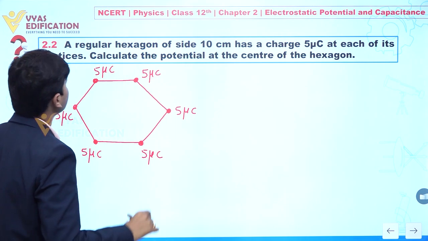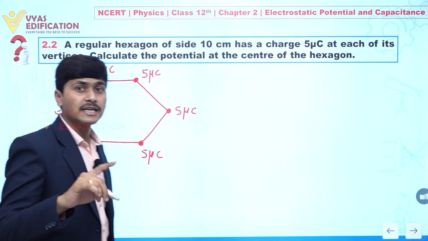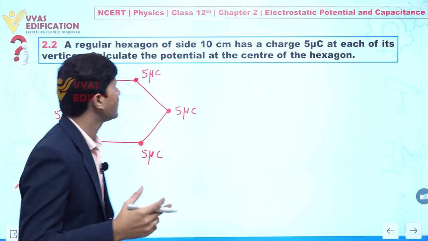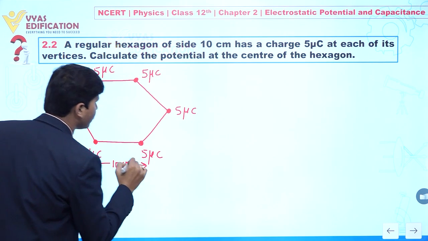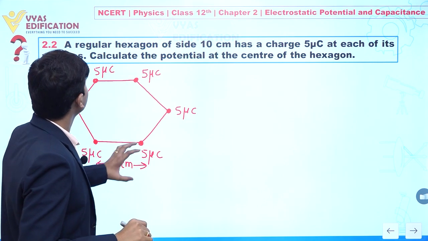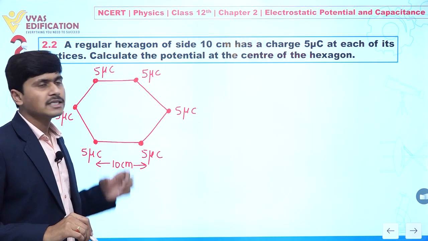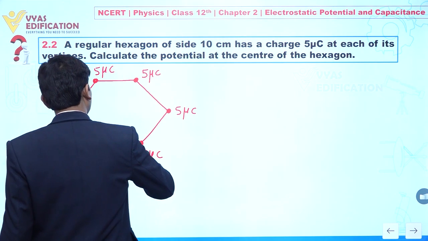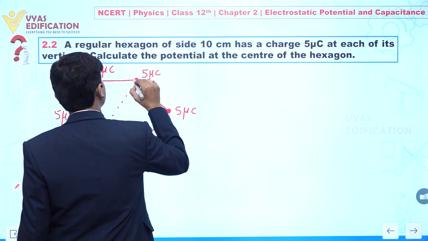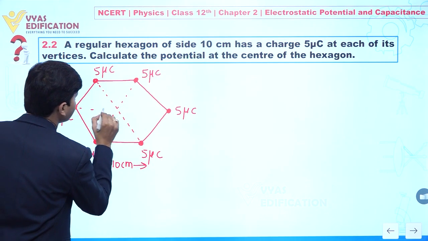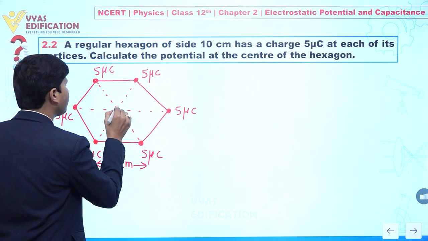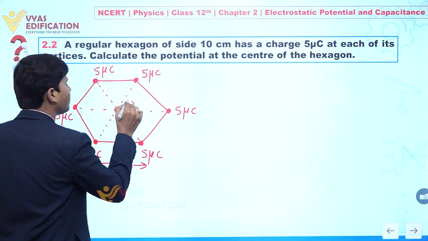In this question, because this is a regular hexagon, it means the side is the same. So we can say this distance given to you is 10 centimeter. So we have to calculate the potential at the center of the hexagon. So if we join these charges like this, now you can see actually we will find the center at this point.